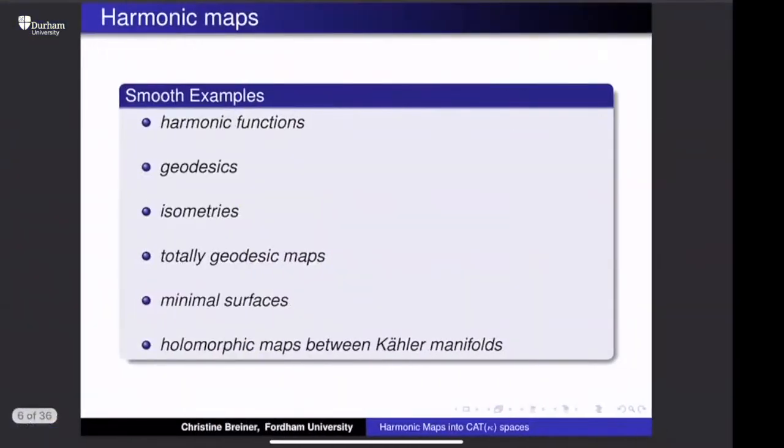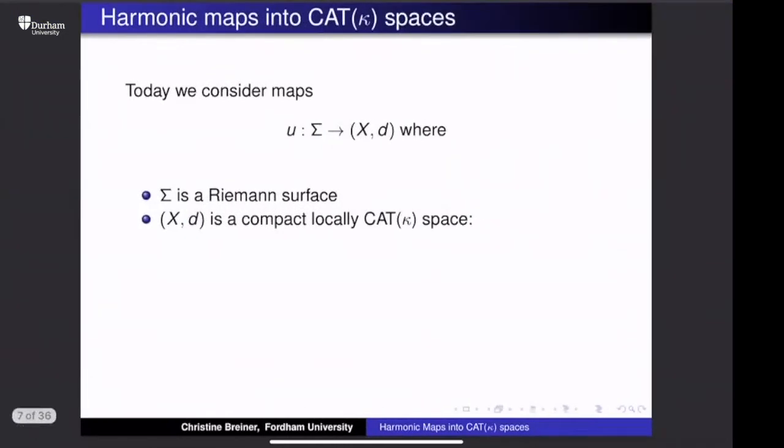And I'll get to the stuff we're dealing with as quickly as I can. Just a reminder, in the smooth setting, we have lots of examples of harmonic maps. They appear everywhere. So we have harmonic functions, we have geodesics, which of course are critical for the length functional, isometries, totally geodesic maps. Minimal surfaces are special in that conformal maps are harmonic if and only if they're minimal. And then holomorphic maps between Kähler manifolds. So there's lots of examples that we have in the smooth setting. Okay, but today we're going to consider maps from Riemann surfaces into compact locally CAT(κ) spaces.